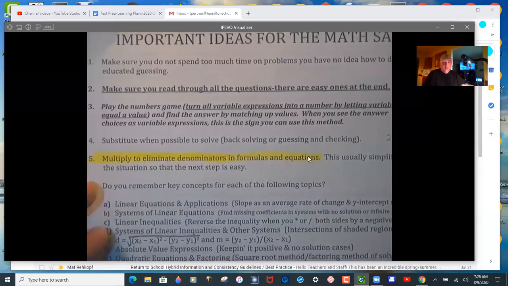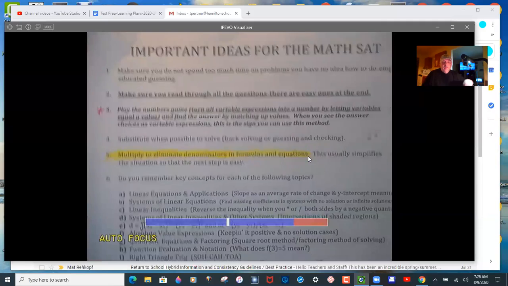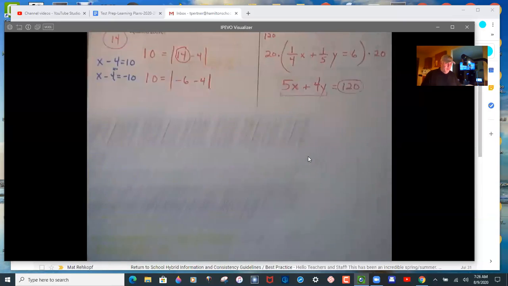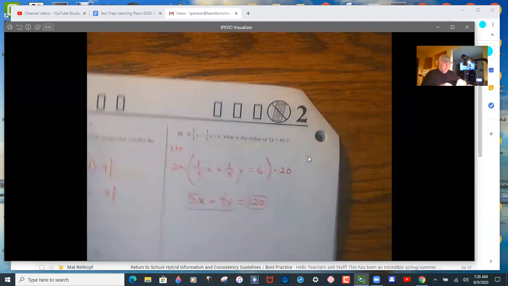Play the numbers game. This is a huge strategy: turning all variables, variable expressions into a number by letting variables equal a value, and find the answer by matching up values. When you see the answer choices as variable expressions, this is the sign you can use the method. This is so very important. Let's take a look at a problem.